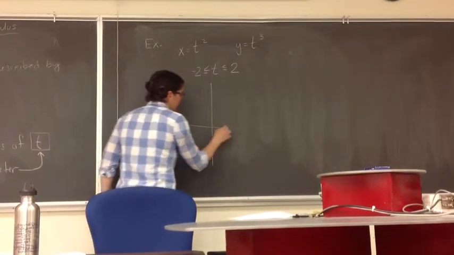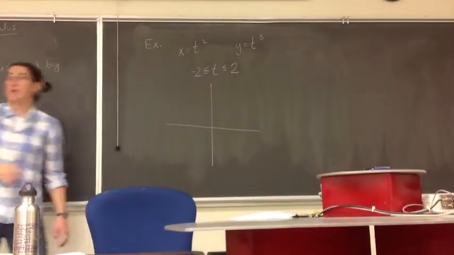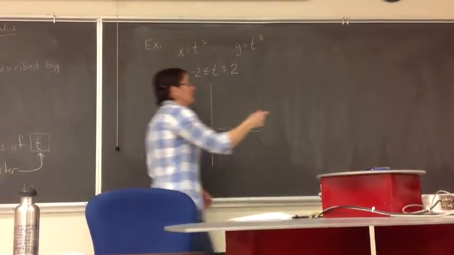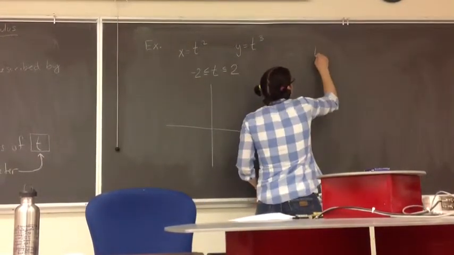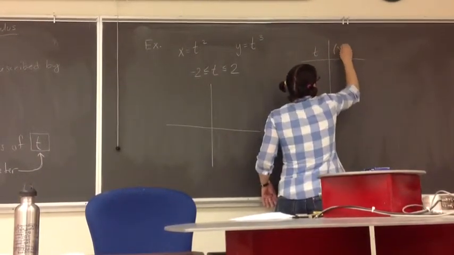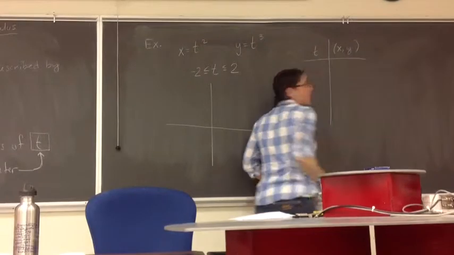And so then I might want to try and draw a picture of this curve. And the way that I want to do this is that I want to create a table for myself where I have t as my input, and then I have an ordered pair as my output.